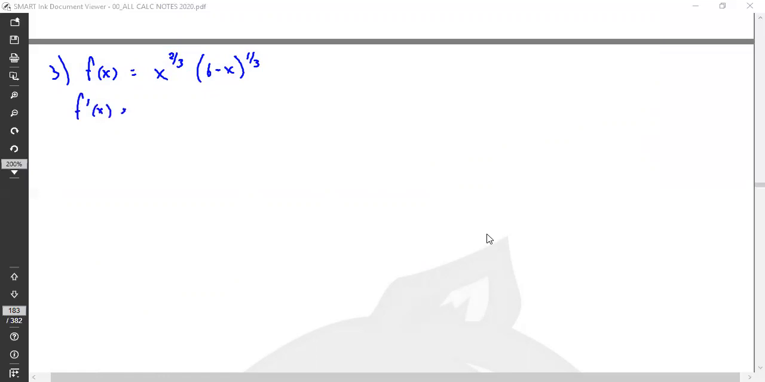So product rule for that says I'm going to have 2/3 x to the negative 1/3. When we subtract 1, g stays the same, (6 minus x) to the 1/3, plus f stays the same, x to the 2/3, times the derivative of g. The derivative of g ends up being times 1/3, inside stays the same, subtract 1 from our exponent, (6 minus x) to the negative 2/3, and then don't forget to take the derivative of the inside function. So this is times negative 1.